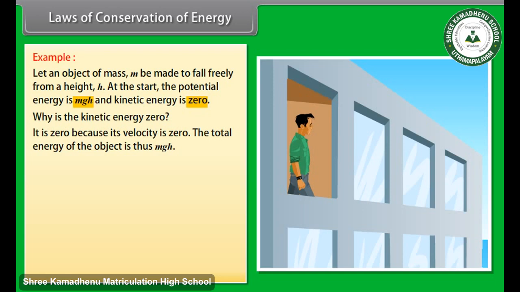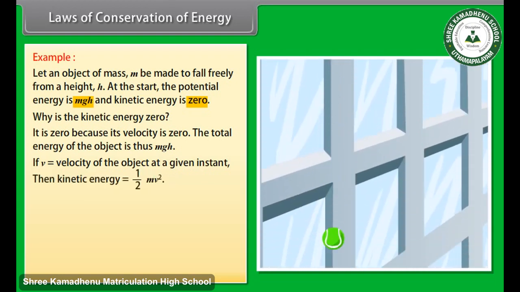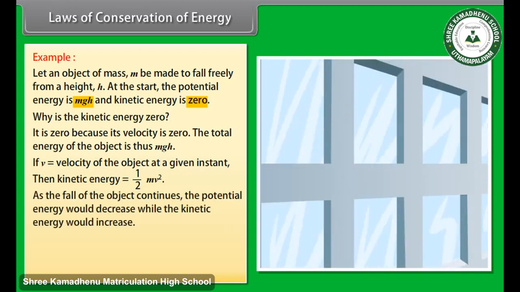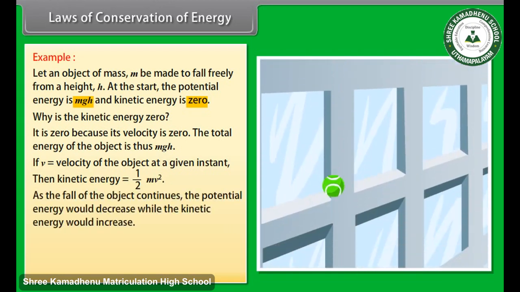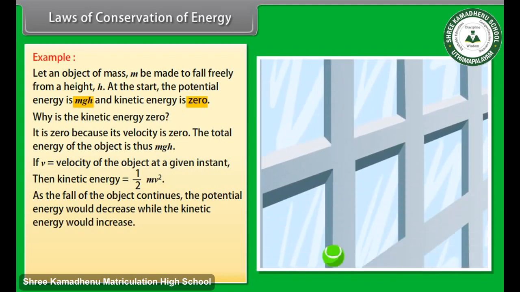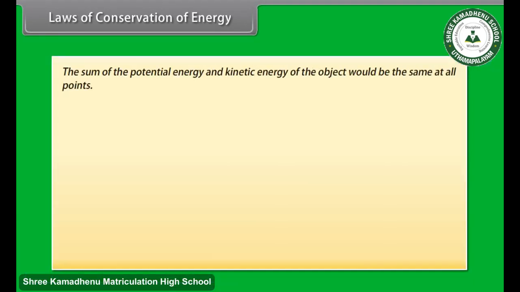As it falls, its potential energy will change into kinetic energy. If v is the velocity of the object at a given instant, the kinetic energy would be 1/2 mv squared. As the fall of the object continues, the potential energy would decrease while the kinetic energy would increase. When the object is about to reach the ground, h is equal to 0 and v will be the highest. Therefore, the kinetic energy would be the largest and potential energy the least. However, the sum of the potential energy and kinetic energy of the object would be the same at all points.